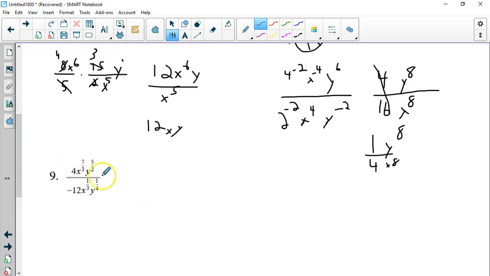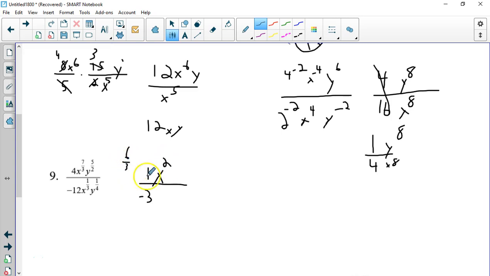Last but not least, 4 and negative 12. 1 over negative 3, just reduce it. x is 7/3, x 1/3. This is nice. They're both thirds. Where do I have more x's? On the top. 7/3 minus 1/3 is 6/3, or just 2. If you need that baby step, you can write it over here, or you can write it and do another step. It's up to you.